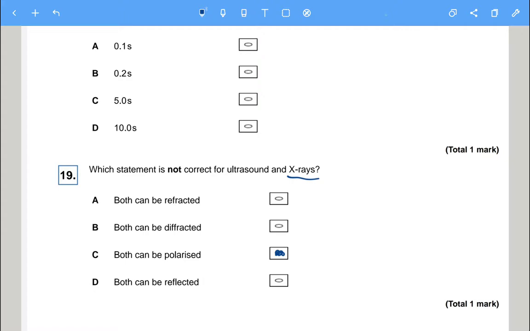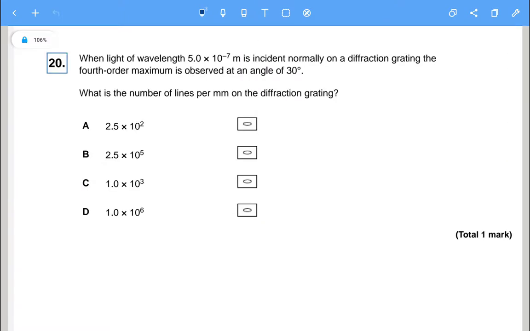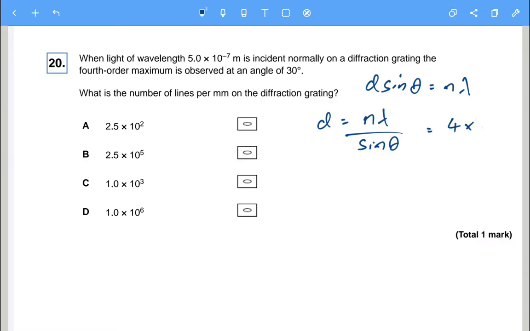So let's move on to the last one. We've done a few of these, but this one's slightly different again. This time we're finding the number of lines per millimeter on the diffraction grating, so we need to find d. So d sine theta equals n lambda. So d is equal to n lambda over sine theta. So n is the fourth order, so that's 4, times the wavelength, which is 5 times 10 to the minus 7, divided by sine theta.